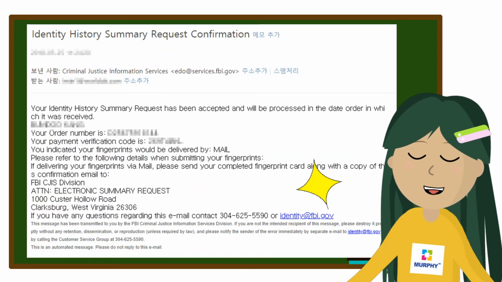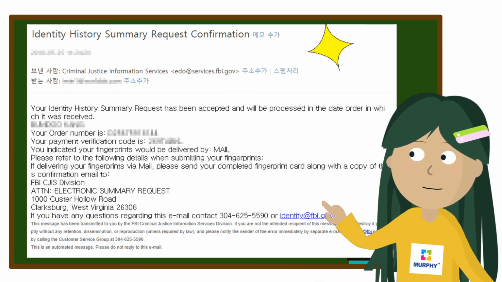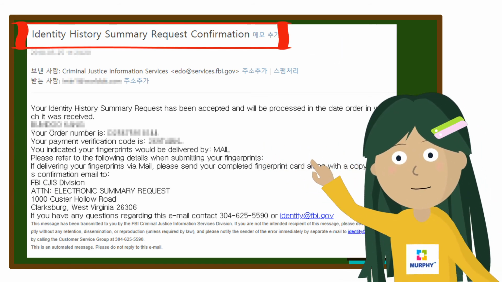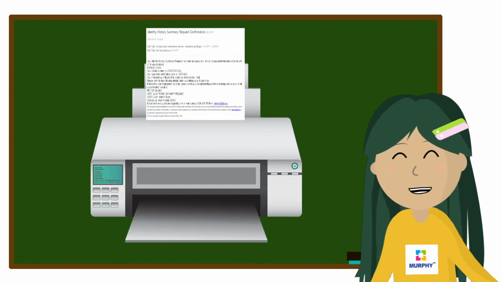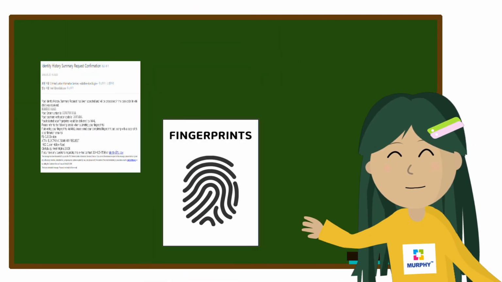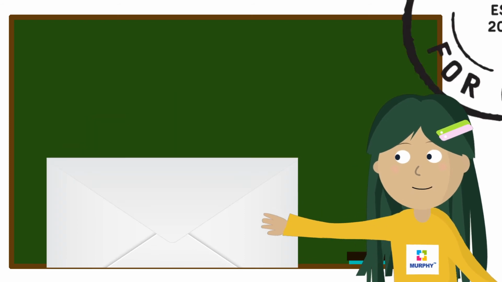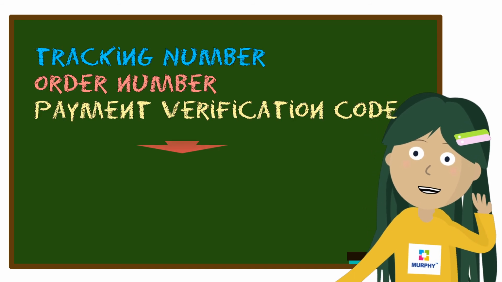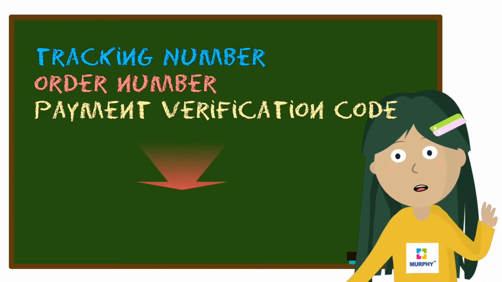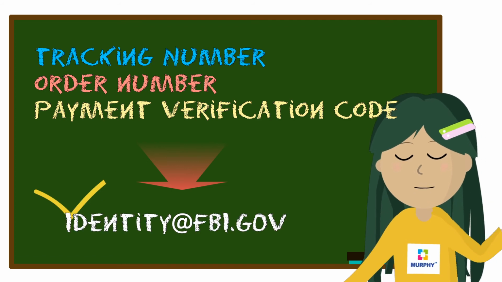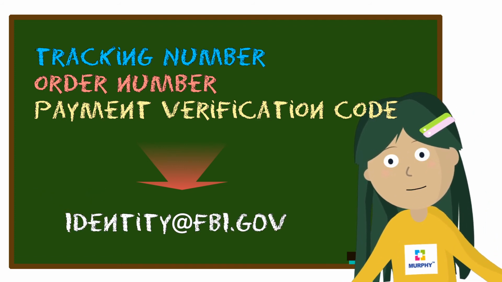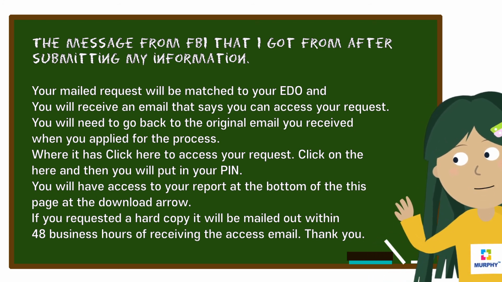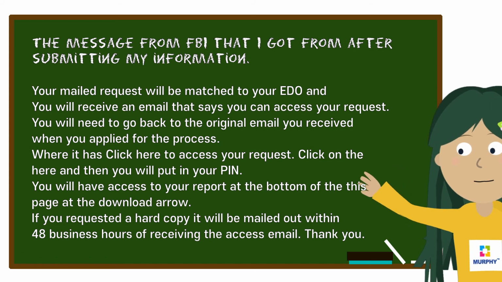If the payment is made successfully, you will receive a confirmation email, Identity History Summary Request Confirmation. Please print out the email and send it with your fingerprint card to the FBI. After you mail them, please send an email including your tracking number, order number, and payment verification code to this email address. If you do that, an FBI officer should be able to access your application easily.